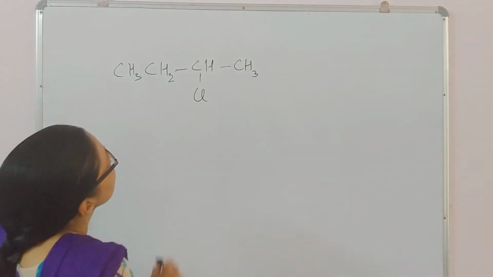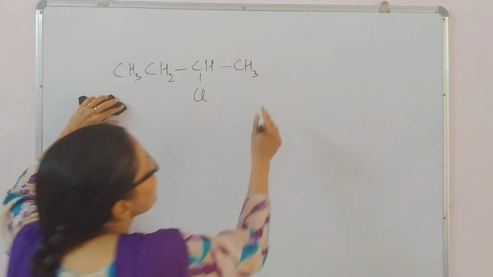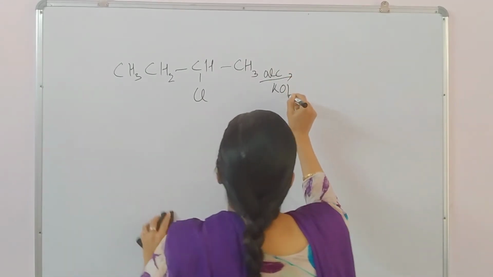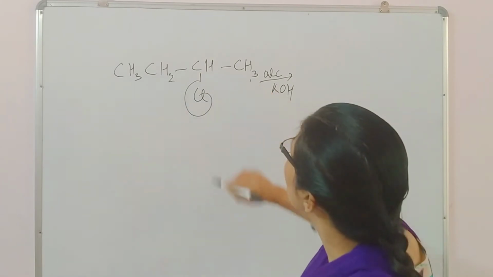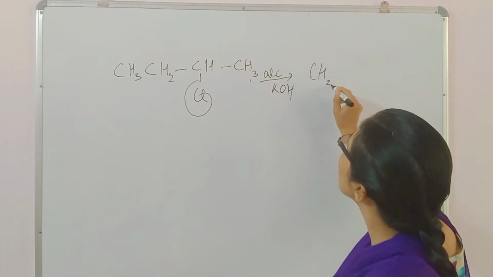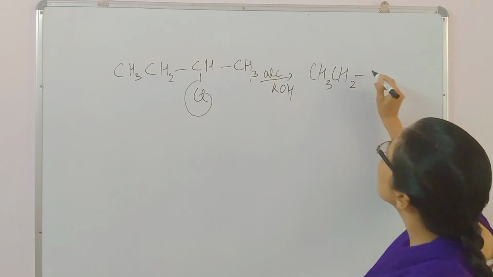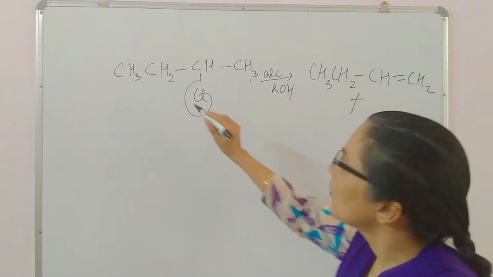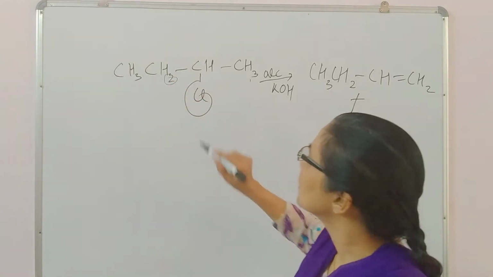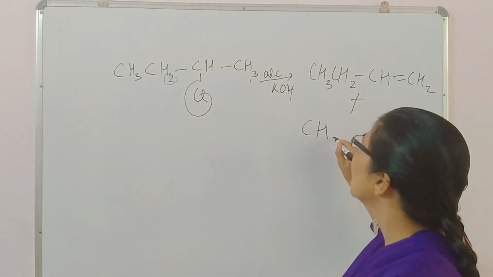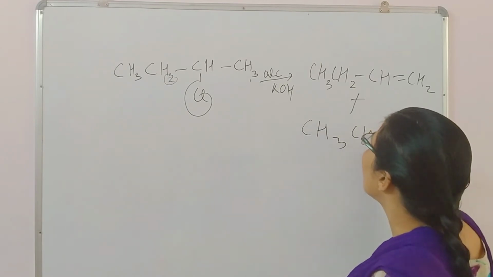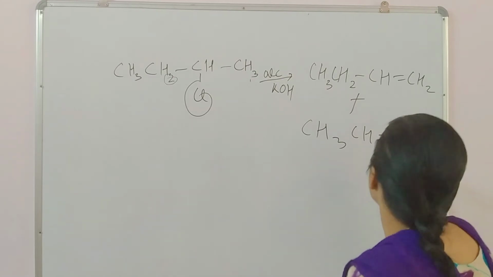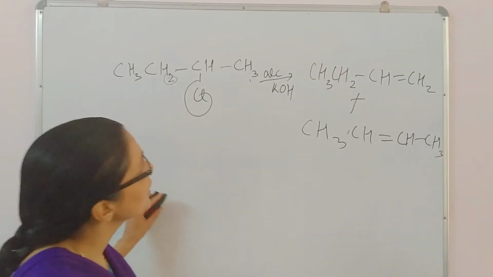1, 2, 3, 4. Okay, all 4 valencies are complete. So what will happen? With alcoholic KOH, this Cl and this hydrogen will be removed. So the compound will be CH3, CH2, CH double bond CH2. Plus one more compound, from removing this hydrogen and this hydrogen: CH3, CH double bond CH, CH3. Out of these two, which one is more stable?